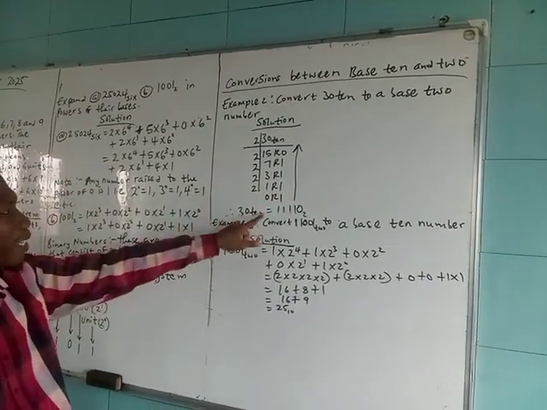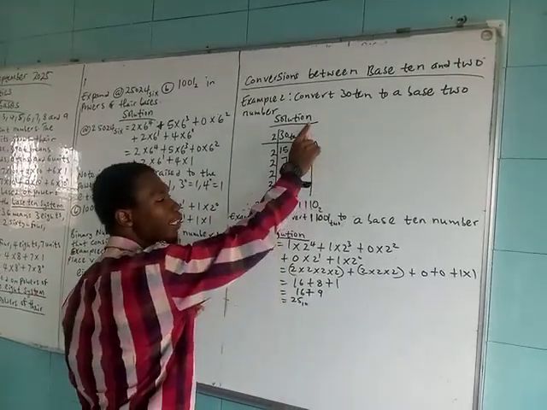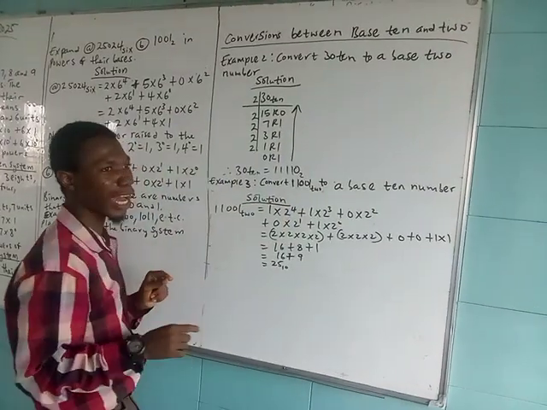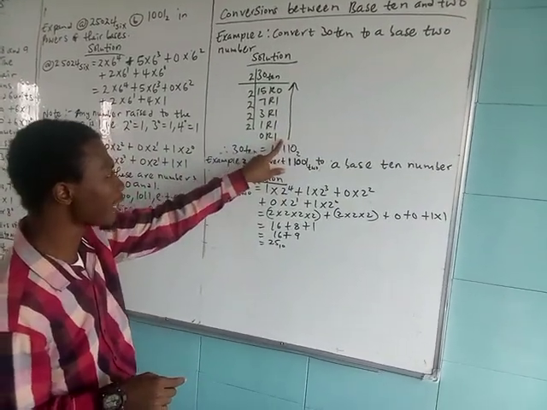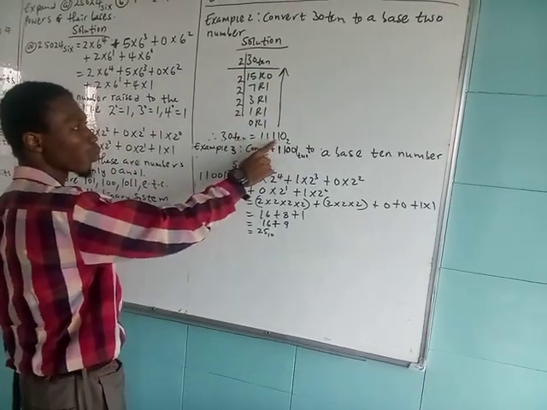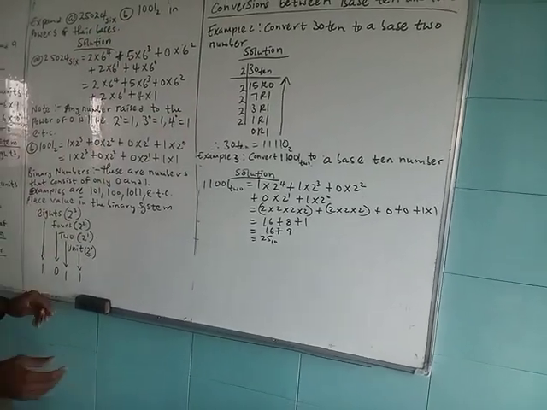So 30 base 10 will now be, your answer should be from the end, from the last. That's why the arrow is drawn. For you to write your answer, you start from the end: 1, 1, 1, 1, 0. So 11110 is 30 converted to base 2.